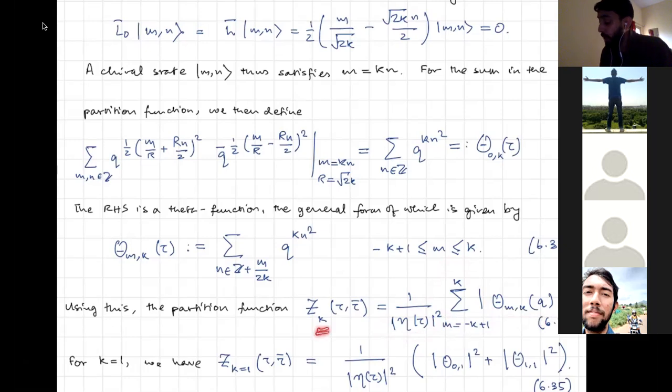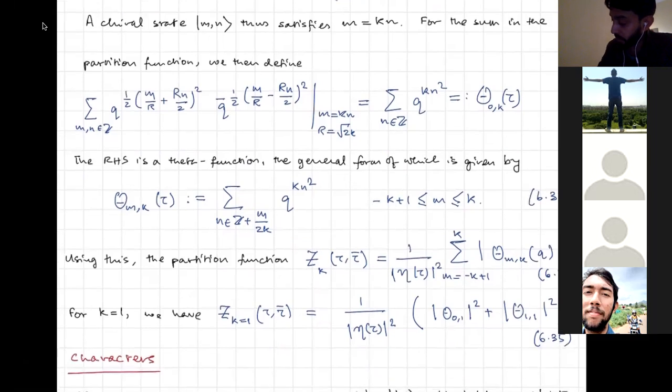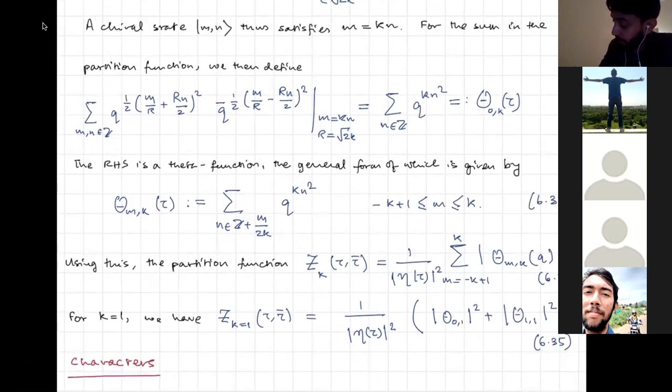Okay. Now, suppose k equal to 1, then the sum here just runs from m equal to 0 to 1. And so the things that you're going to get are theta 0,1 and theta 1,1. Okay. So the partition function is going to be given by 1 over mod eta squared times mod theta 0,1 squared plus mod theta 1,1 squared. So this is going to be the case when k equal to 1.